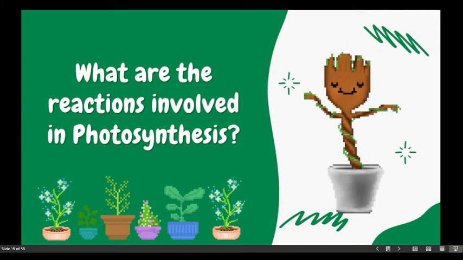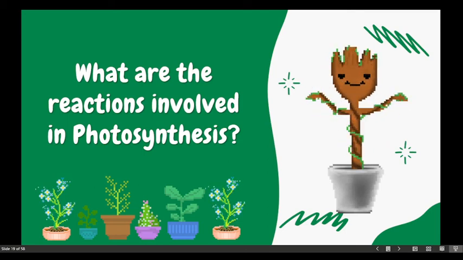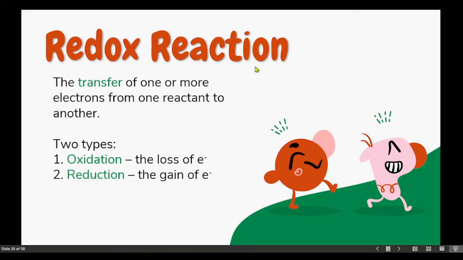From the previous slides, I hope you were able to tell that photosynthesis is quite a complex process. In order to understand that better, let us look at the reactions that are involved in it. So the redox reaction. This is the transfer of one or more electrons from one reactant to another. Please take note, if we say redox reaction, the keyword is the transfer of electrons. And we have two types, oxidation and reduction.